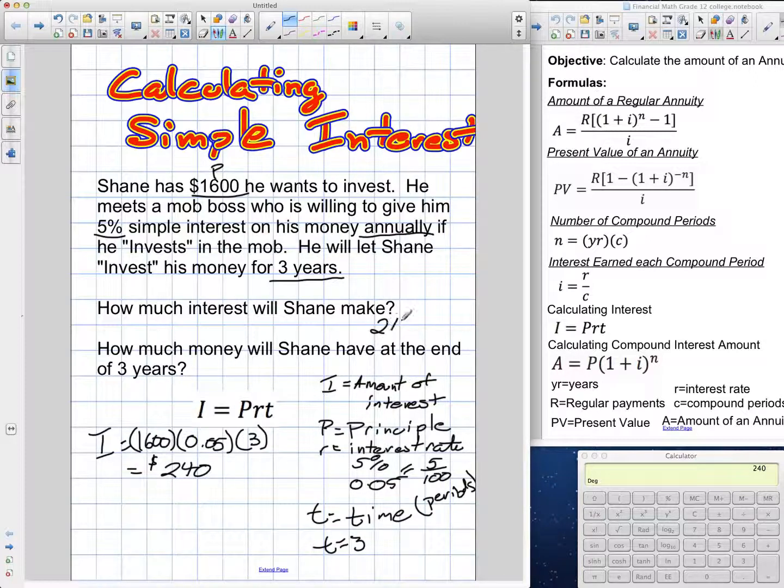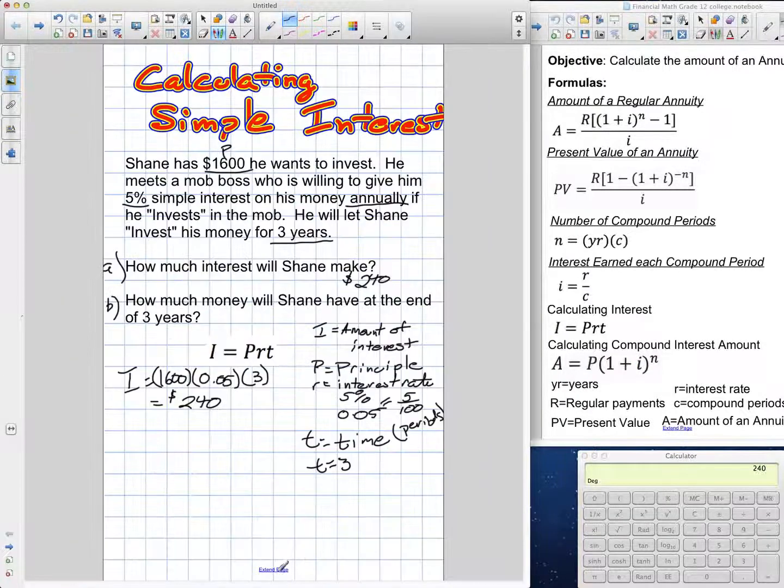Okay. Second part, how much money will Shane have at the end of 3 years? How much money will Shane get at the end of this? So we'll call this part B, and that was A. $1,840. So we take this B, and a formula we could use for this is amount A is equal to your principal plus your uppercase I, which is our interest. Okay, and A is going to be amount, or total amount, we'll say.